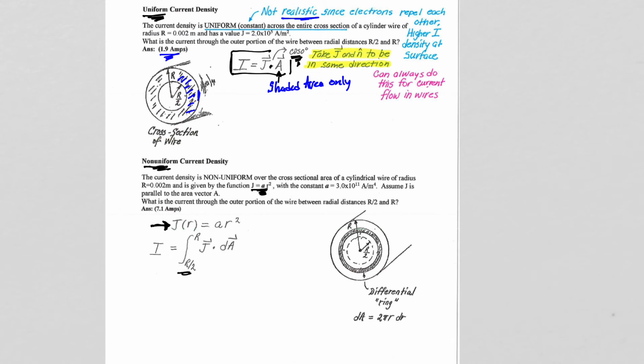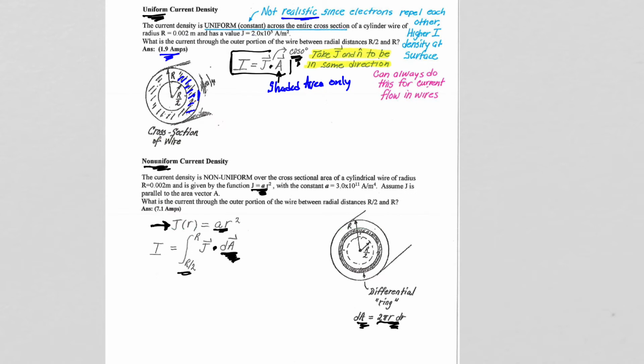So attempt that one. Looking at the non-uniform current density, we will again be assuming that the dot product is cosine of 0 degrees. We will always be using cylindrically shaped wires, so the dA will always be the differential area based on the cylindrical geometry, which gives us a circular cross-sectional area. 2 pi r dr will always be the dA that we use, so that gets substituted in here.